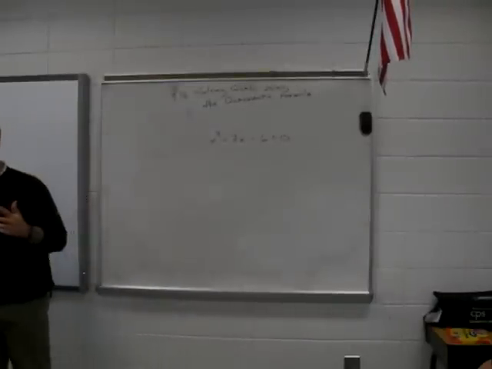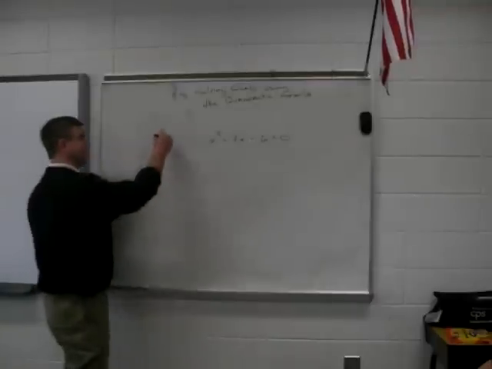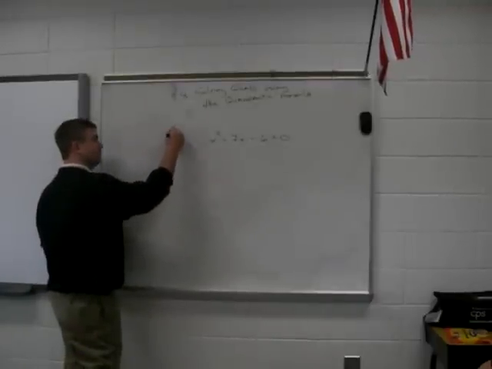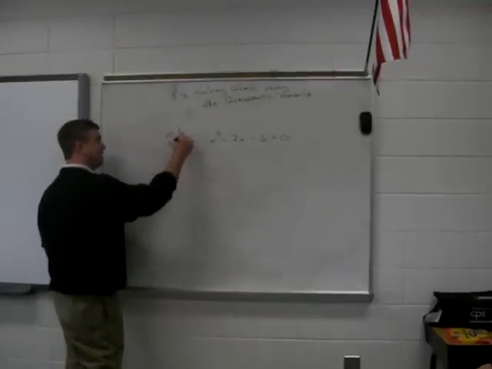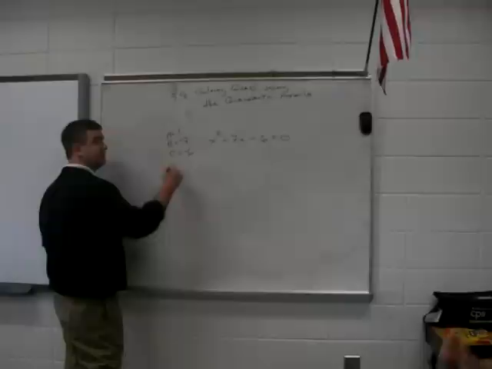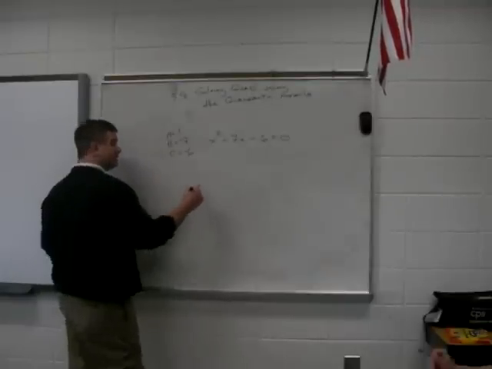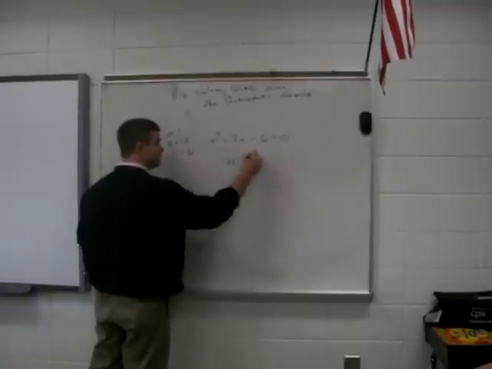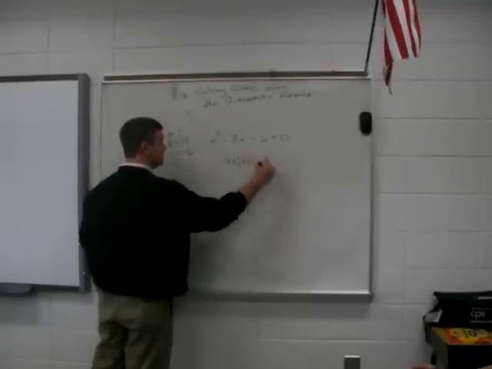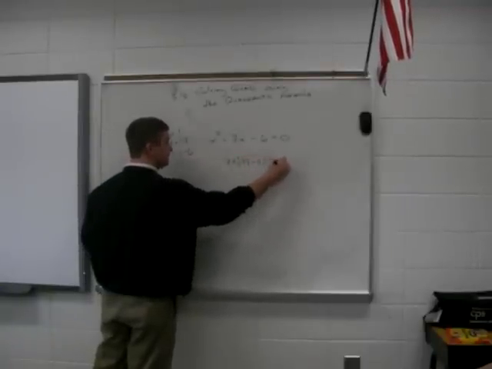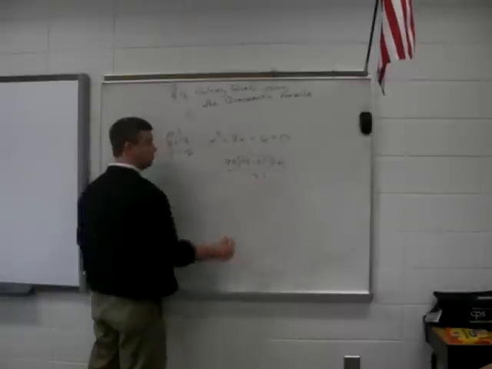All right, so now, what is A, B, and C? 1, negative 7, and negative 6. A is 1, B is negative 7, C is negative 6. All right, so we go to plug in. We get 7 plus or minus the square root of 49 minus 4 times 1 times negative 6, all over 2 times 1.